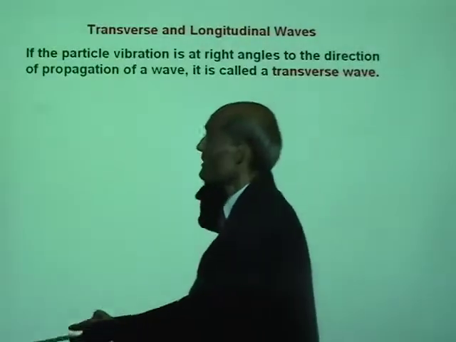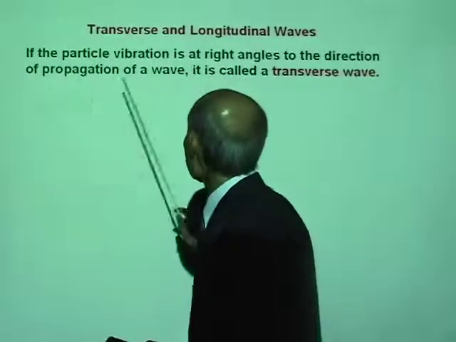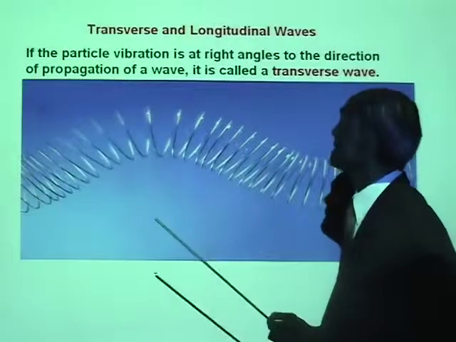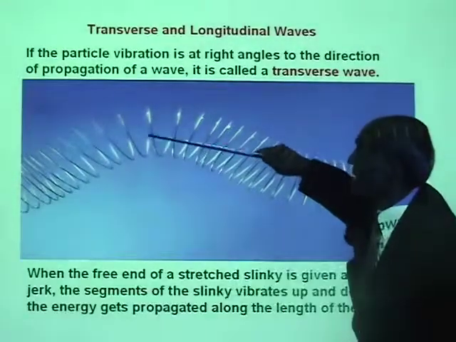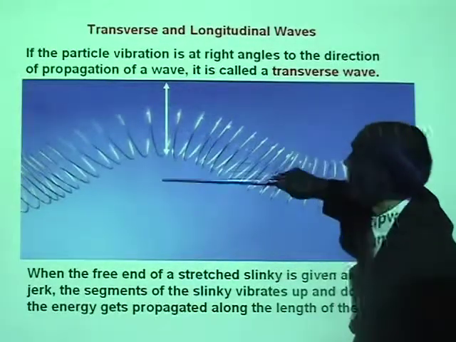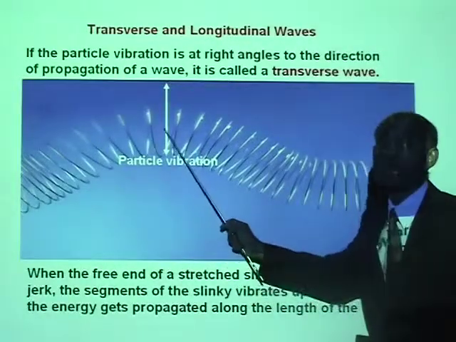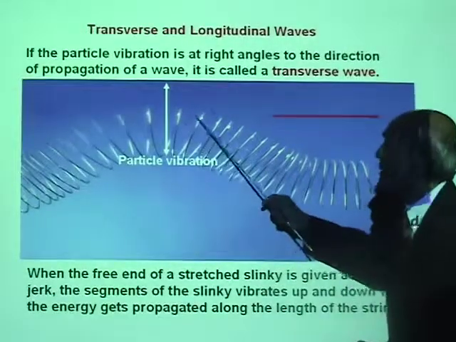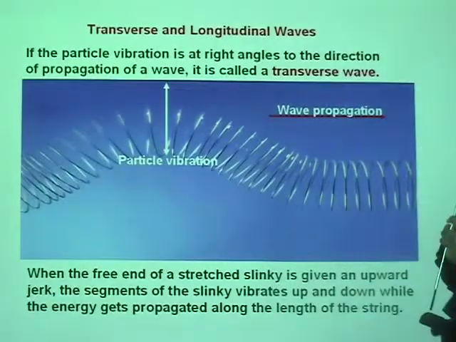So if the particle vibration is at right angles to the direction of propagation of a wave, it is called a transverse wave. So when the particles vibrate up and down, you see, this is the particle, this is a segment of the spring that simply vibrates up and down, and the energy, the wave propagation, is at right angles.